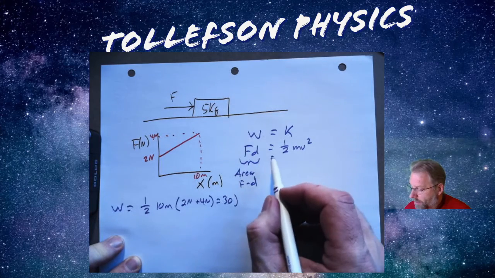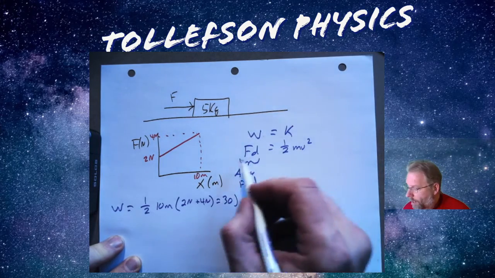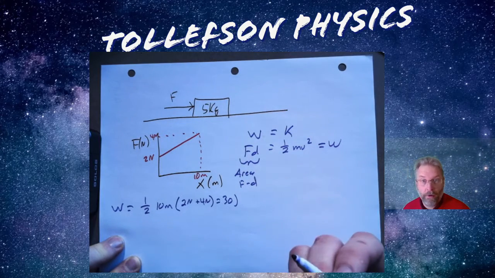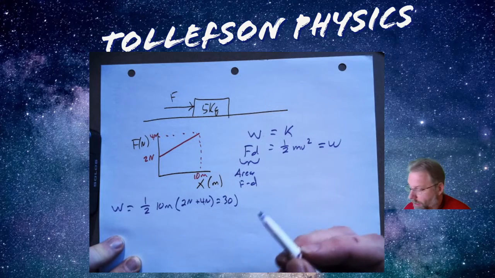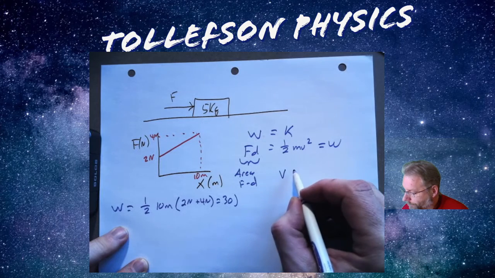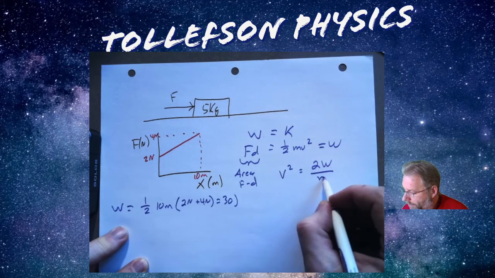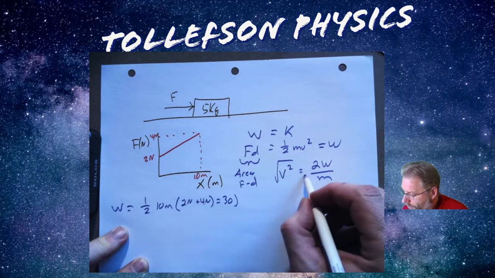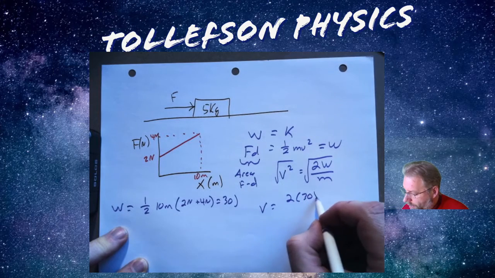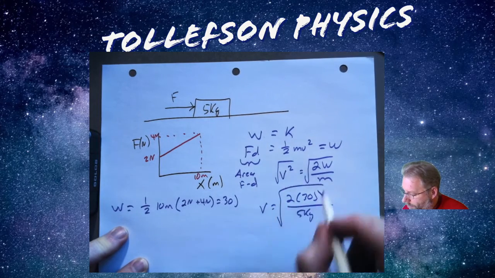So I can use that instead. I'm going to solve for V just like I did before, but I'm going to leave it as work rather than force versus distance, because I just figured out how much work I did, how much energy I transferred into the system. Then I'm going to have V squared equals 2 times the work divided by the mass, and I'll have to take the square root, right? So the velocity is going to equal the square root of 2 times 30 joules divided by 5 kilograms.